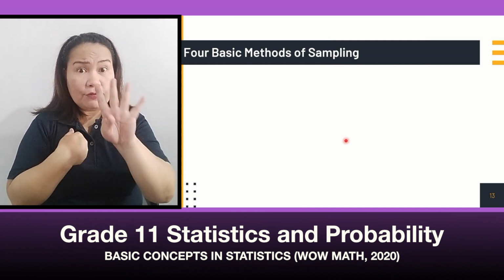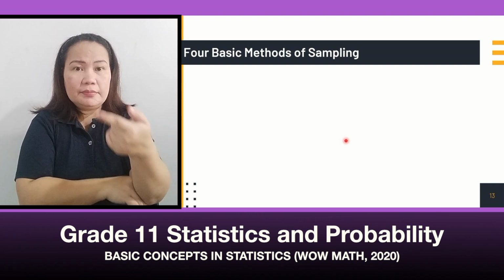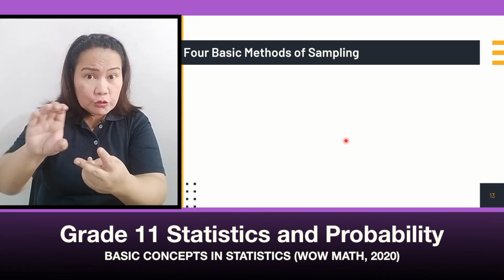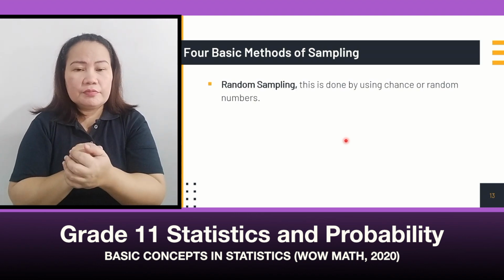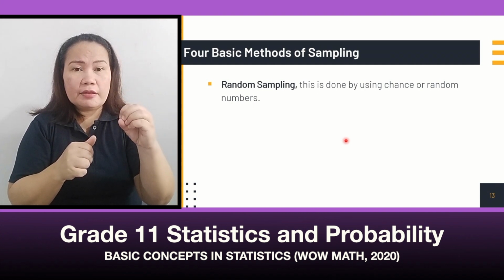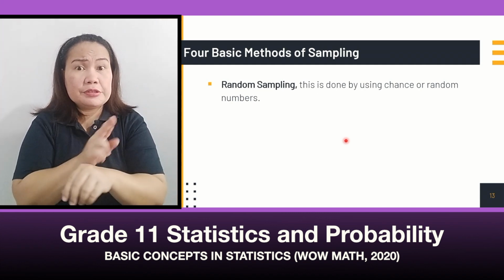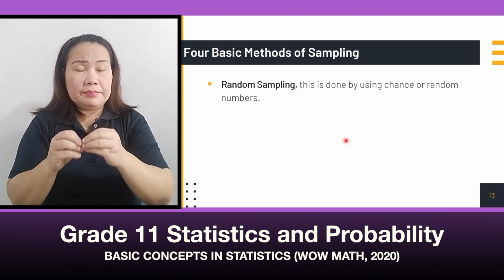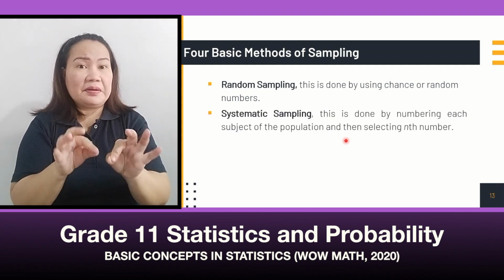We also have the four basic methods of sampling. These are the four basic methods in choosing our sample. First is the random sampling. This is the easiest way. Ito madalas nating ginagamit. This is done by using chance or random numbers. For example, yung drawlets na ginagawa ng teacher kapag may graded recitation, that is random sampling.